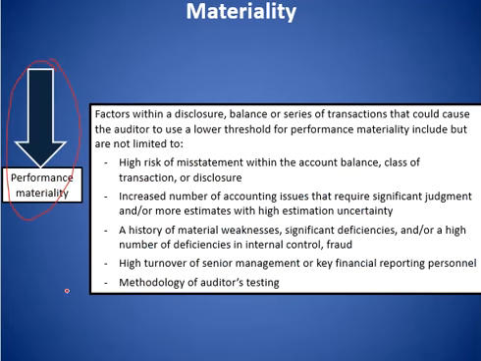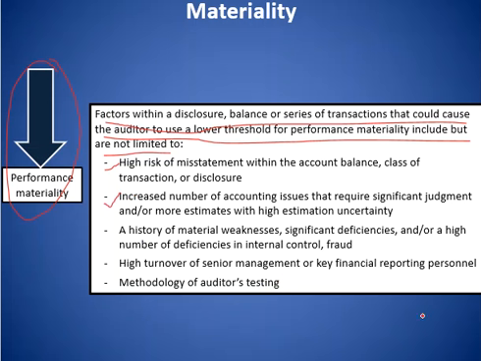Now, we talked a few minutes ago about performance materiality, and again, the accounting standards talk about when it should be adjusted. What the literature says is that factors within a disclosure, balance, or series of transactions that could cause an auditor to use a lower threshold for performance materiality include, but are not limited to, the high risk of misstatement within the account balance, or the class of transactions, or the disclosures. So depending upon what we're examining, if it's our opinion as auditors that we have a high risk in those areas, we're going to lower the threshold for materiality in those particular areas. And that's what all these other suggestions relate to.